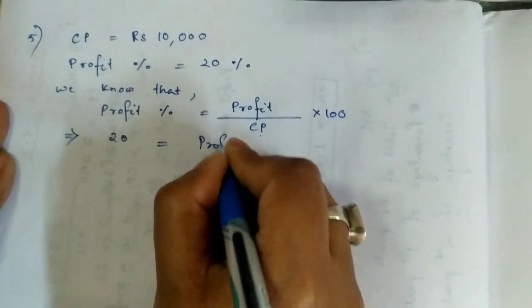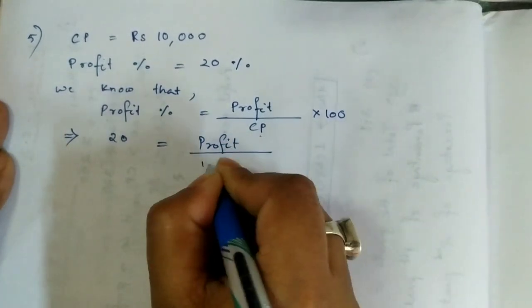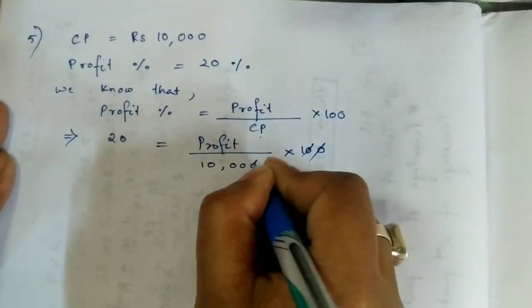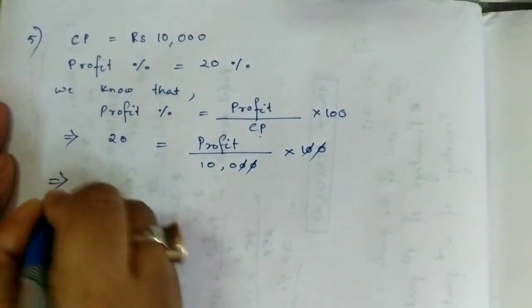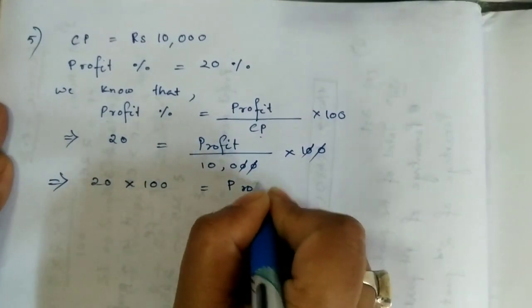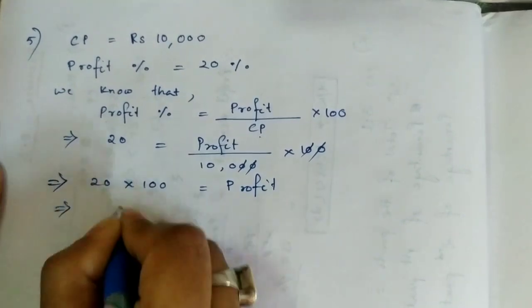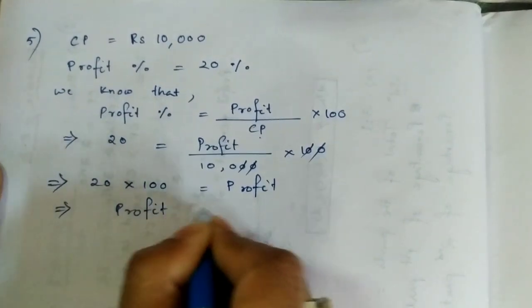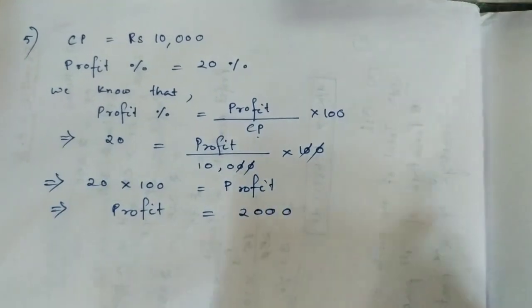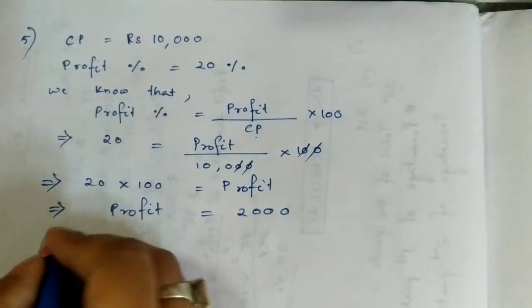Profit is not given. Let's skip it. Then we have 10,000 and we have just 100. Let's calculate this. So this one will come this side. 20 into 100 is equal to profit. That means profit is equal to 20 into 100, which is 2000. This is my profit.